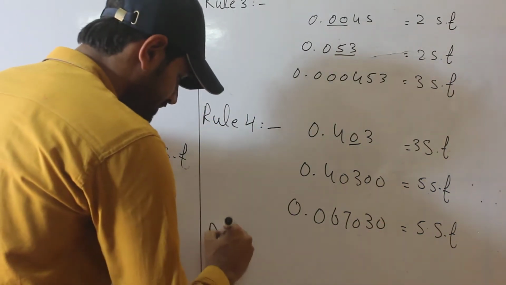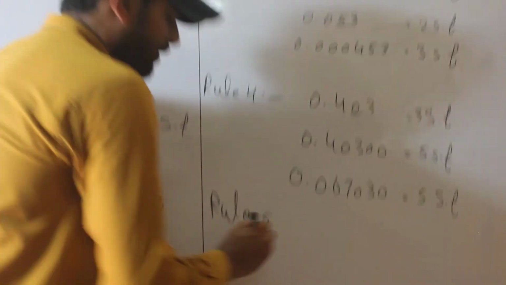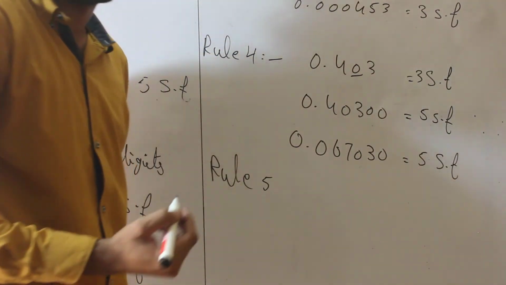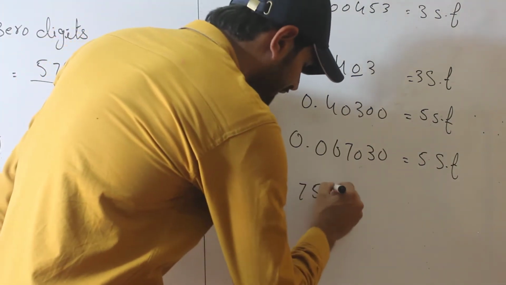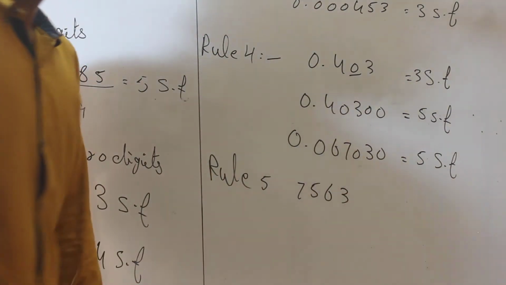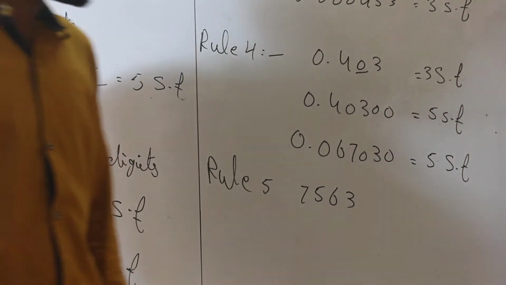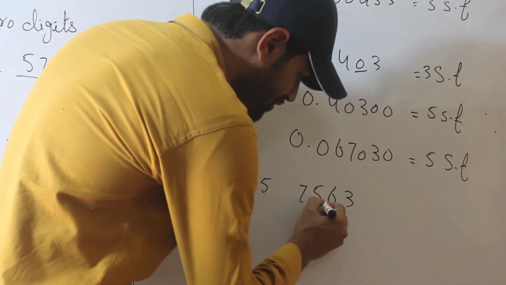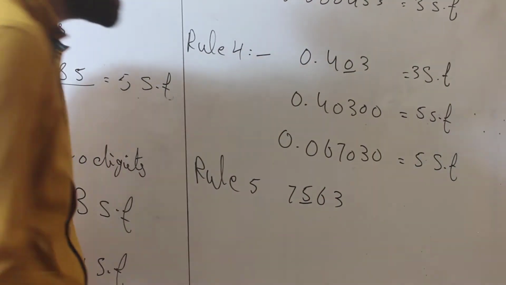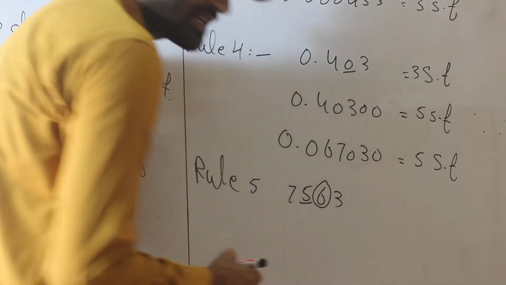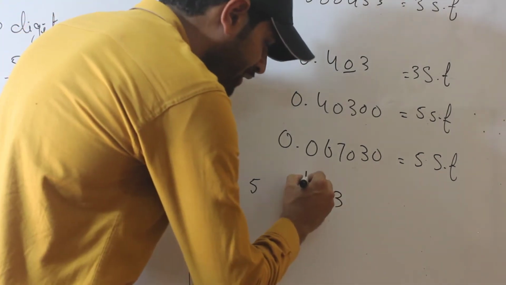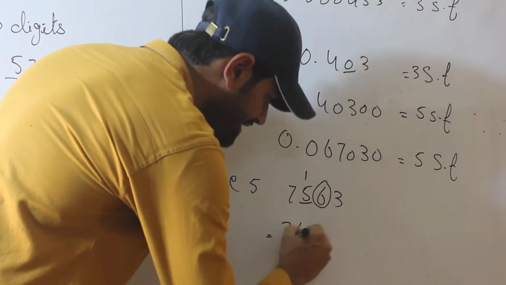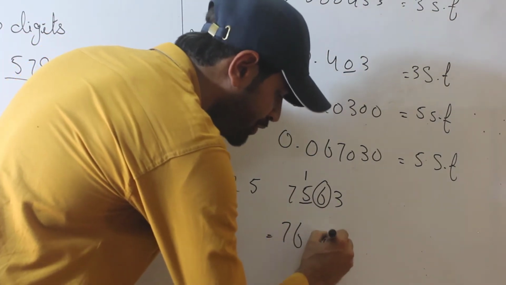Rule 5 depends upon the approximate value. Just like I have a whole number, 7563. It contains 4 significant figures. When I round it off to the nearest 100, I underline the position of 100, then check the next number, that is 6. 6 is greater than 5, so I add 1 at the position of 100. That 5 becomes 6, and the last numbers convert into 0.